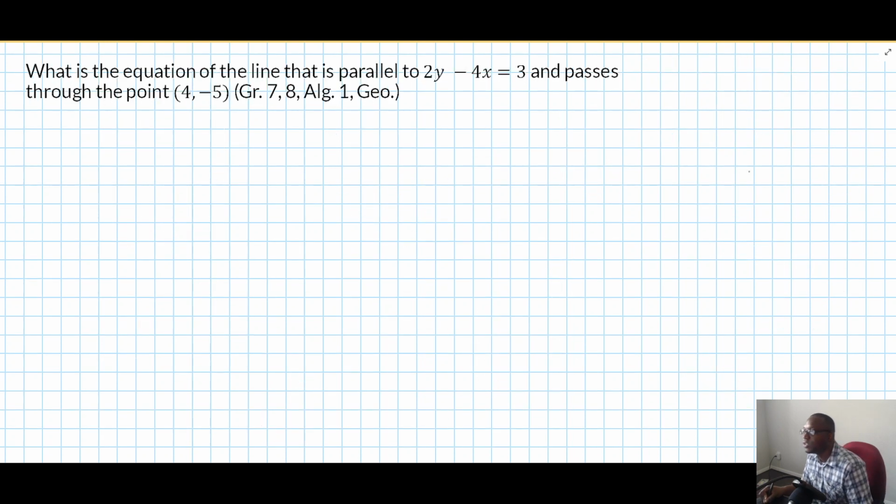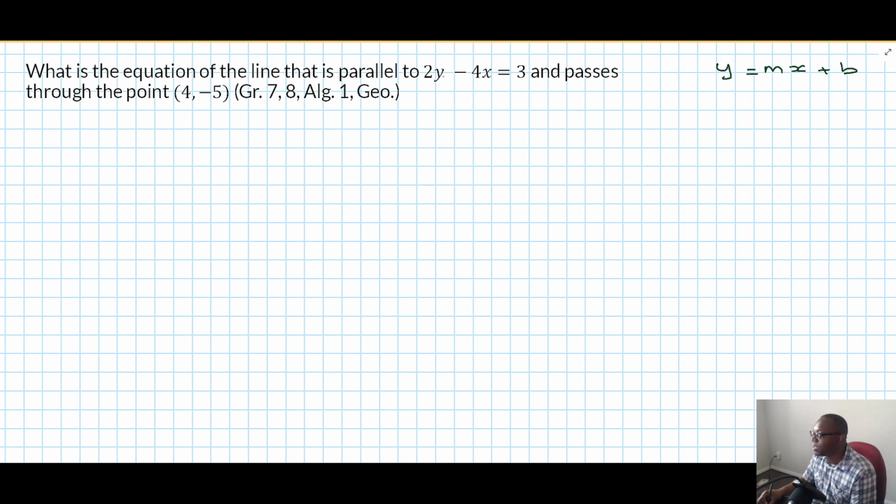What is the equation of a line that is parallel to 2y minus 4x equal to 3 and passes through the point (4, negative 5)? This uses the concepts from grade 7 all the way to geometry. We're going to do a few things first. For you to figure out if lines are parallel, the one thing you have to remember is you have to know what the slope is. To find the slope, you have to always write your line in this form, y equal to mx plus b.